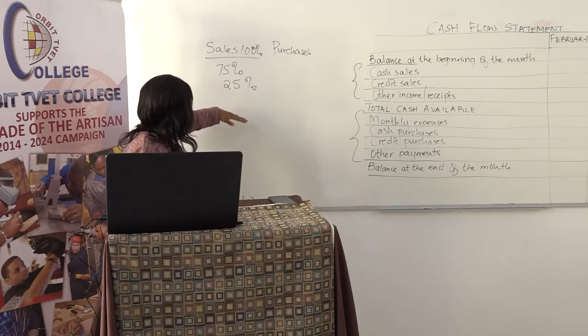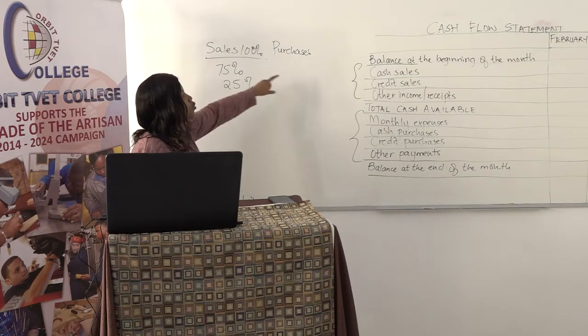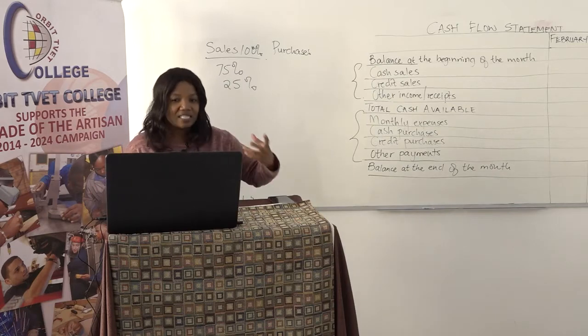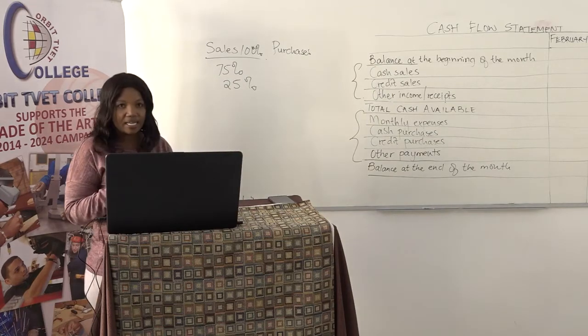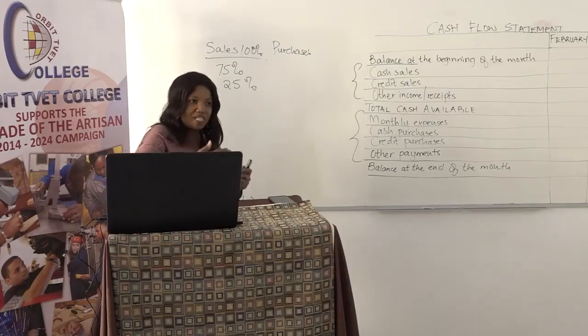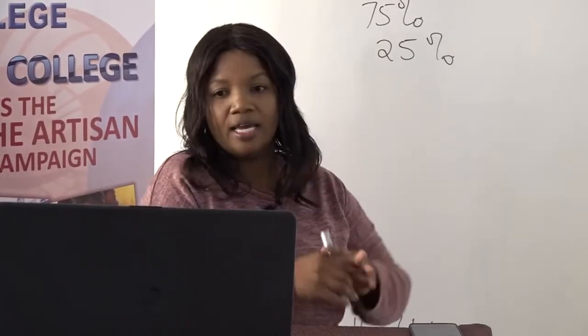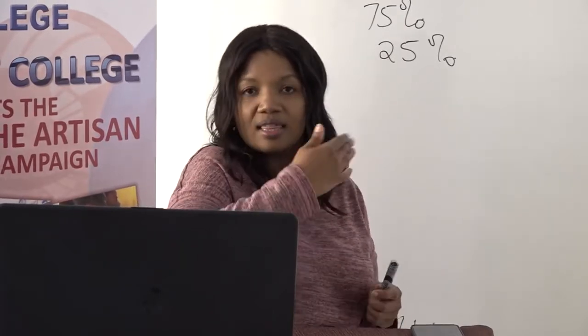Now, if they say credit sales are 25%, it means that the difference between 100 and 25 is 75, which is going to be our cash sales. And customers pay 30 days later, meaning that if they purchase in January, the 30 days later will be February. If they purchase in February, the 30 days will be March.